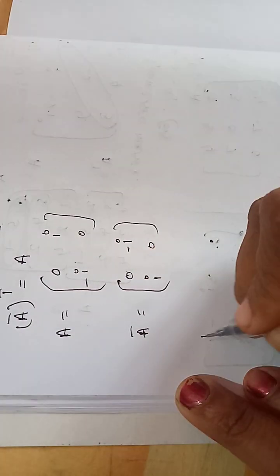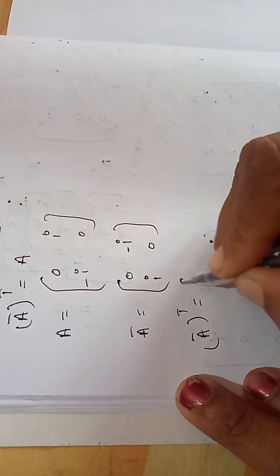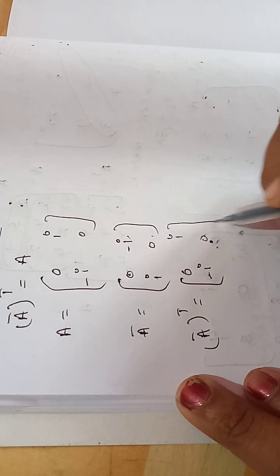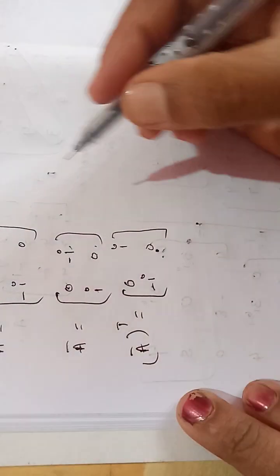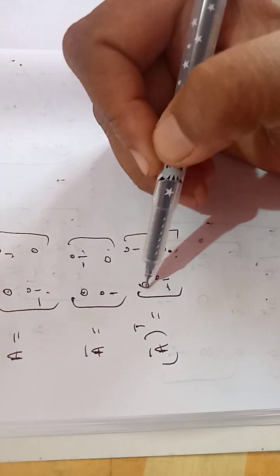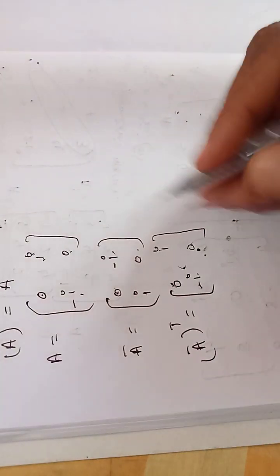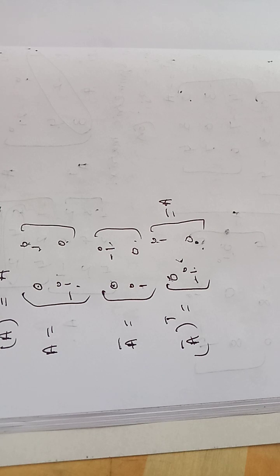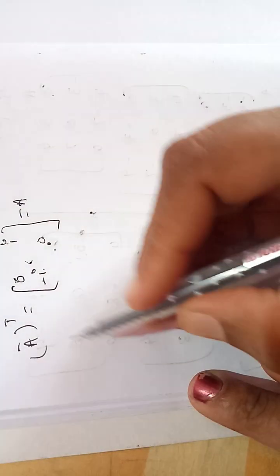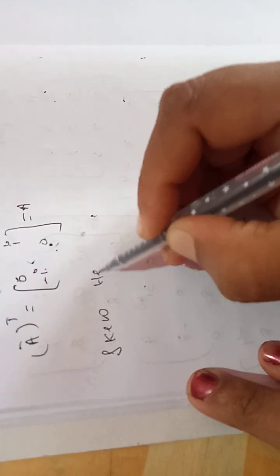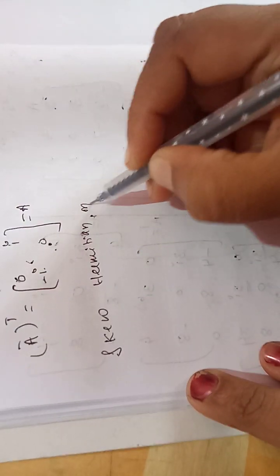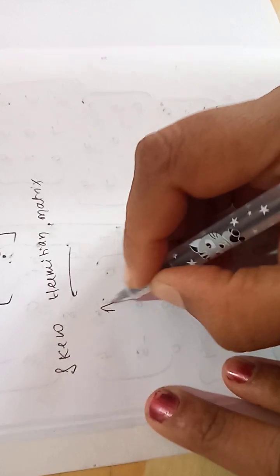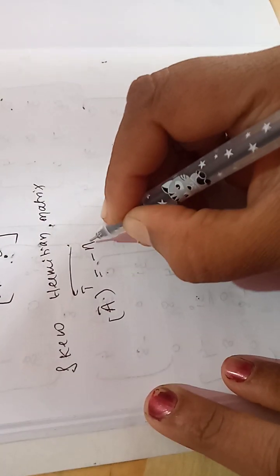I wrote the conjugate. After that, let us find the transpose. Transpose means rows as columns. Now compare A and this value: 0, minus i, i, 0 is nothing but A. So A conjugate transpose must be equal to A, then we call it a Hermitian matrix. Now let us see the skew Hermitian matrix. Here the formula is A conjugate transpose equal to minus A.